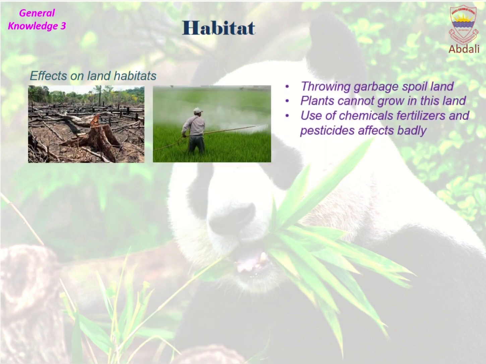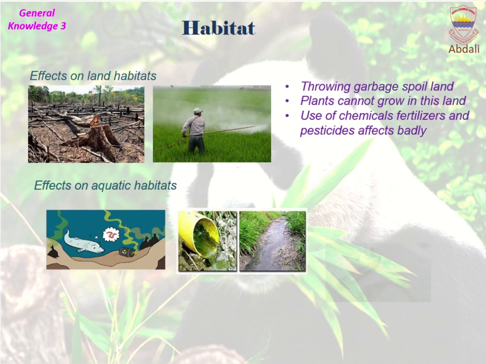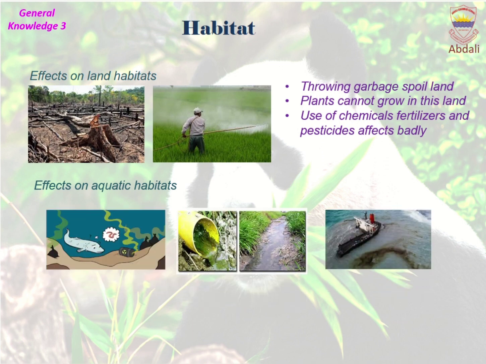Effects on aquatic habitats. Dirty water from houses, hospitals, and factories pollutes the water in rivers and seas. Water plants and animals may die in this water. Oil spill from a ship is a great danger for the life of animals living in water.